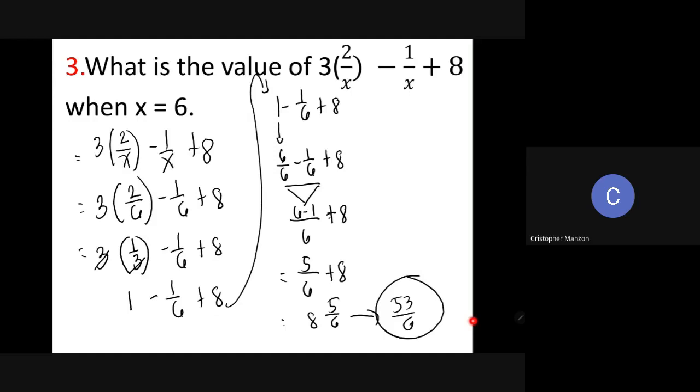Okay? Oh, medyo malayo ang sagot ni Christopher. So, Chester Gabay and John Mark Angeles were correct. 53 over 6. Siguro nagkamali lang si Christopher sa sign o sa pag-multiply.